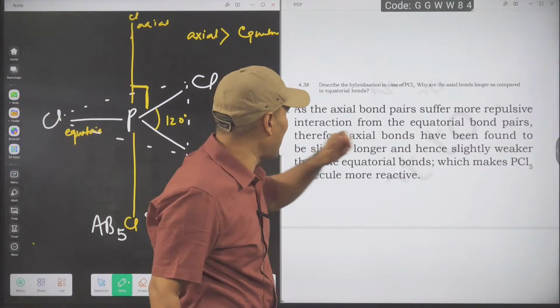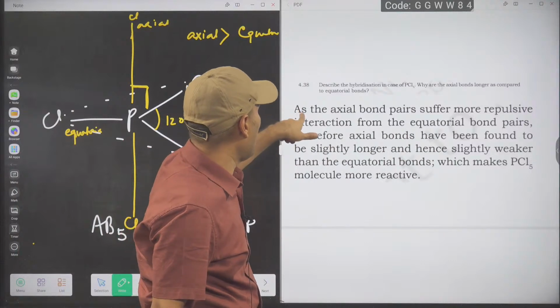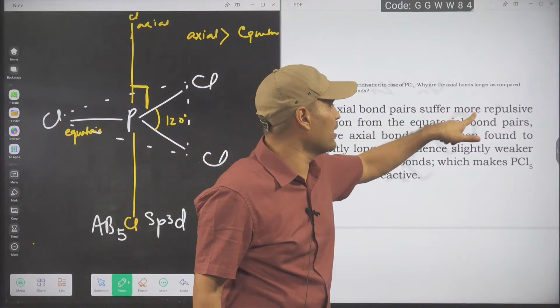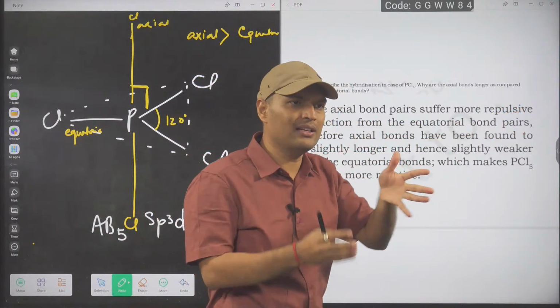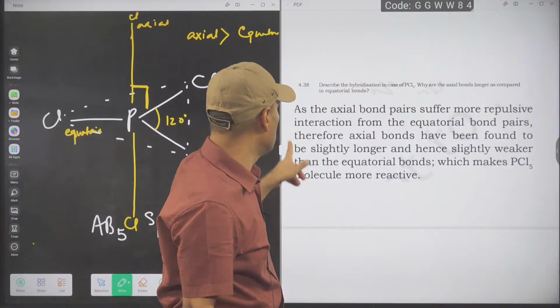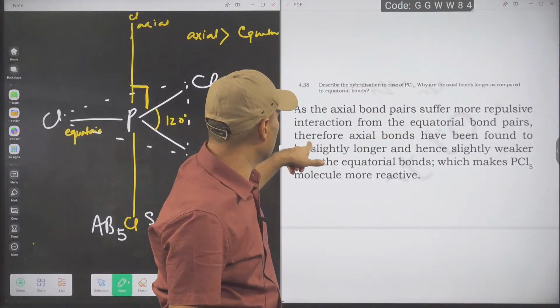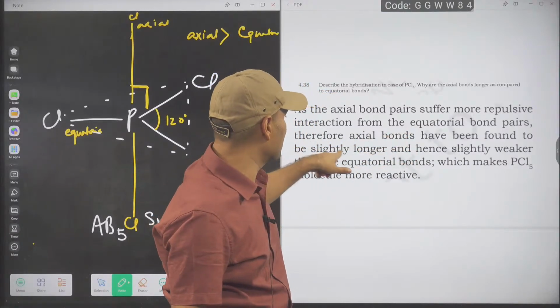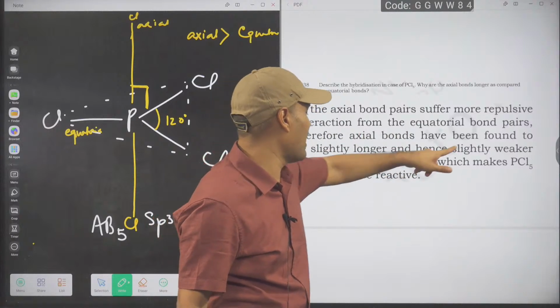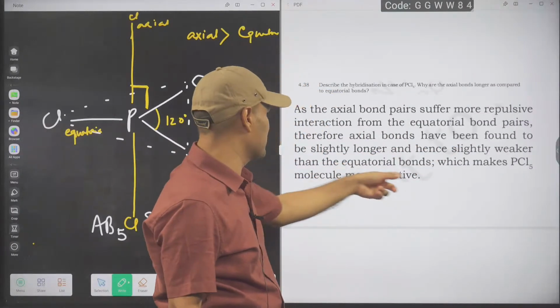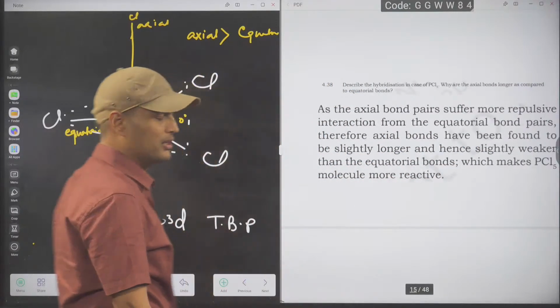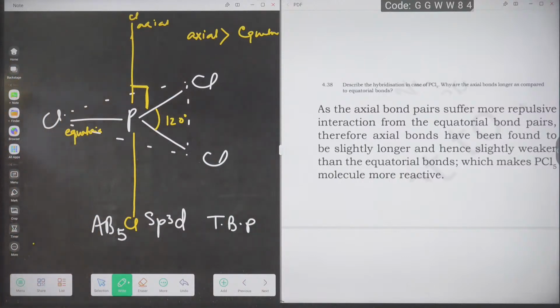So see, this is the line of NCERT written here. As the axial bonds suffer more repulsion. Why? Less angle. The equatorial bonds, therefore axial bonds have been found slightly longer. That's why weaker. PCl5 is more reactive. Is it clear to everyone? Ek baar jaldi se padh lo. Dekh lo bhai, dekh lo jaldi.